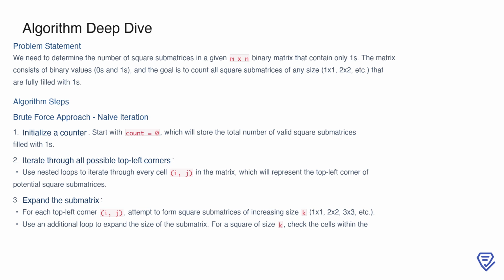One straightforward way to approach this is through a brute force method. In this approach, we initialize a counter to keep track of the number of valid squares. Then, we iterate through the matrix to identify all possible top-left corners of potential square submatrices. From each top-left corner, we try to expand the submatrix incrementally to form larger squares, checking at each step whether the current square is valid by ensuring that all cells within it are ones. This process continues until we've examined all possible squares for each top-left corner, and in the end, the total count gives us our answer.